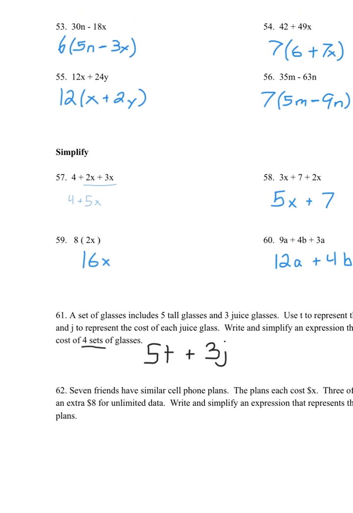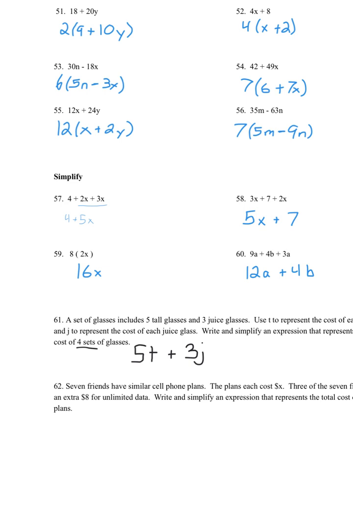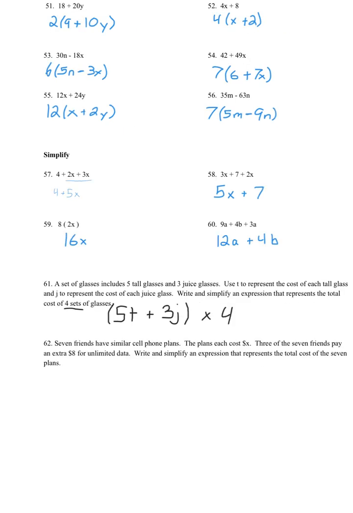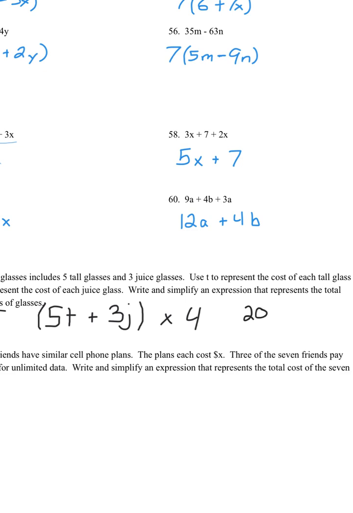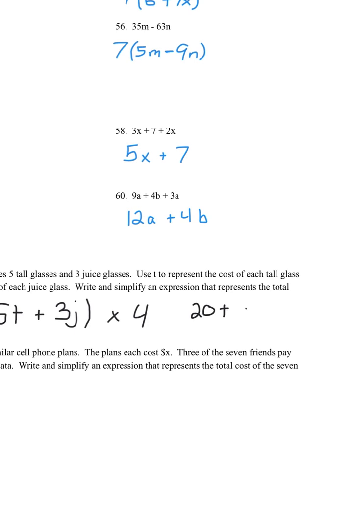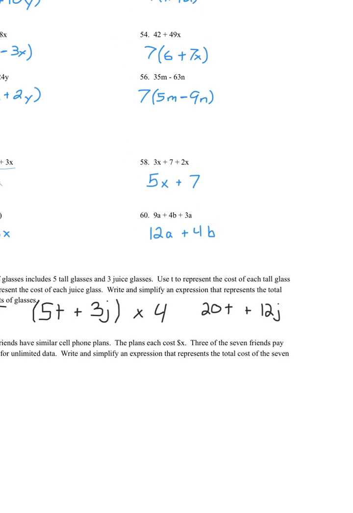So we have this as 1 set of glasses, but we're going to times it by 4. And if we want to times the whole thing by 4, we got to put what we already have in parentheses, and then multiply the quantity of that by 4. If we simplify this, we can distribute, and we can get 4 times 5T is going to be 20T plus 4 times 3J, which is going to be 12J. So that would be our simplified expression.